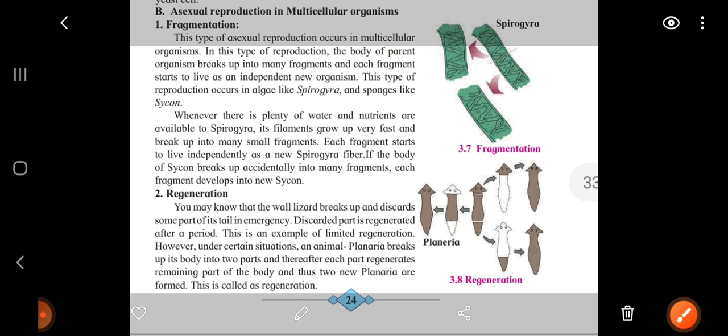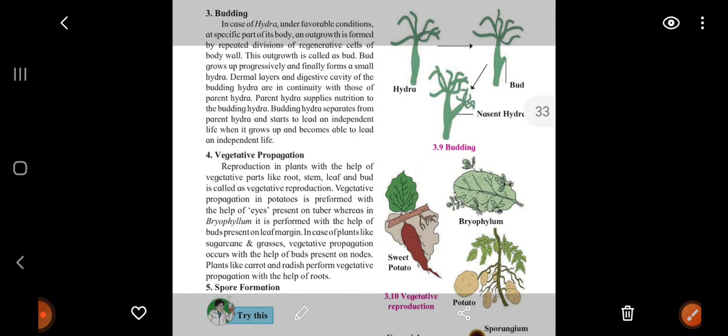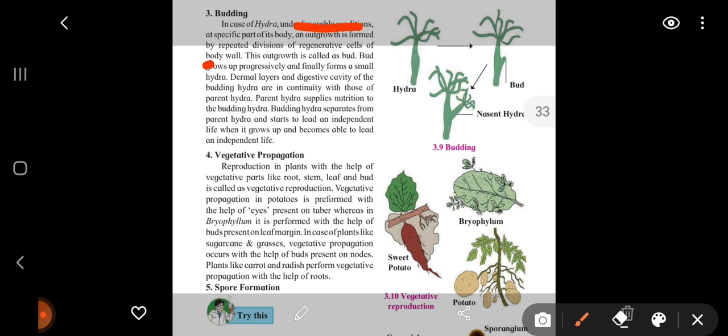Okay, moving ahead, there is budding in multicellular organisms as well. We had seen budding in unicellular organisms, whereas budding is also found in multicellular organisms like hydra. In the case of hydra, under unfavorable conditions, at a specific part of its body an outgrowth is formed by repeated division of regenerative cells. So again there is a formation of a bud. The process remains the same.